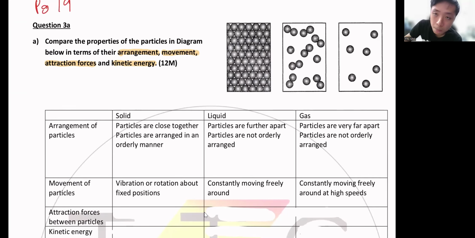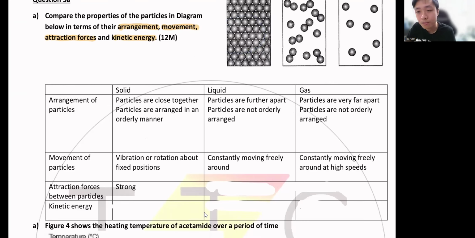Attraction force is between the particle and the particle, right? So for solid, that is very strong, because there are a lot of particles. The forces of attraction are very strong. Let's say inside this one there are 100 people, this one 50 people, this one 10 people. I'm sure 100 people together, their force is very strong. But for liquid only 50 people, so a bit weak. For gas it's very weak.